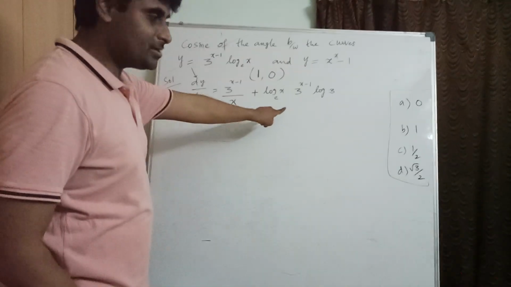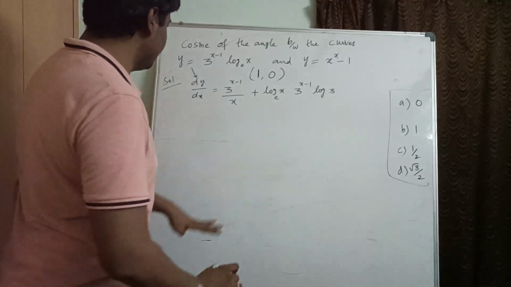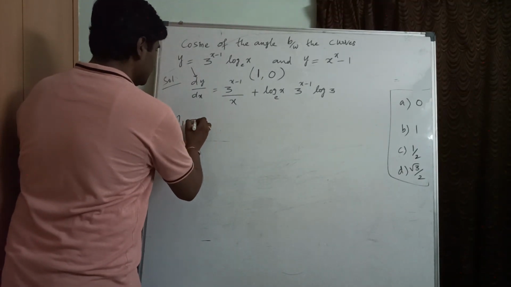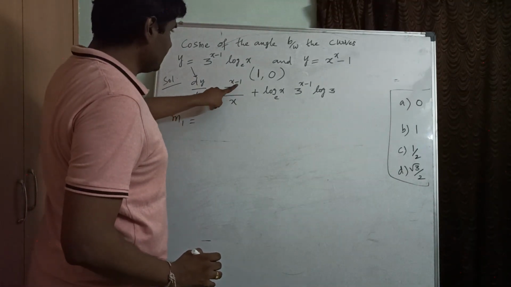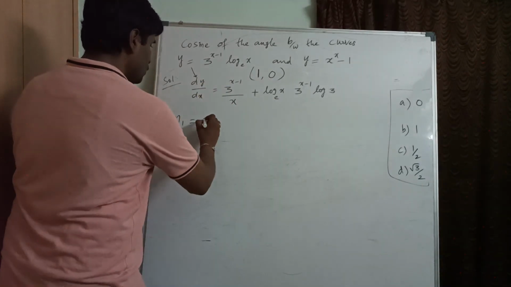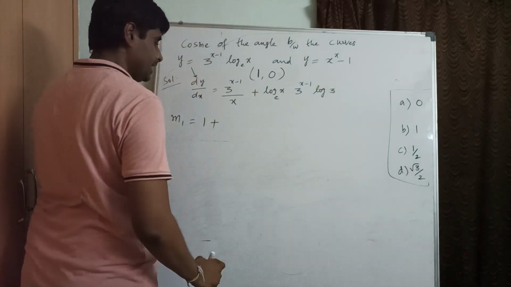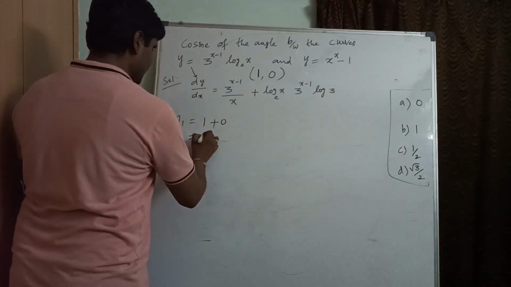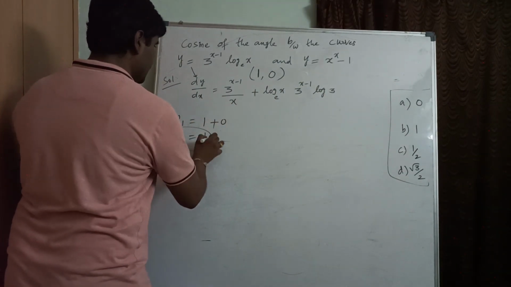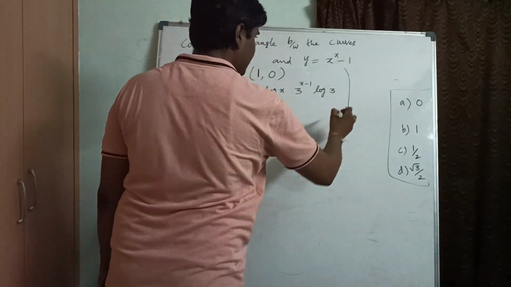Derivative, substitute 1 comma 0. Let's substitute 1 comma 0 here. We will get slope 1. See here, 3 power 1 minus 1, 3 power 0, is 1. 1 by 1, 1. Here log 1 is 0. This will become 0. Correct? So what will we get? Slope 1. Okay, now let me derive this one.